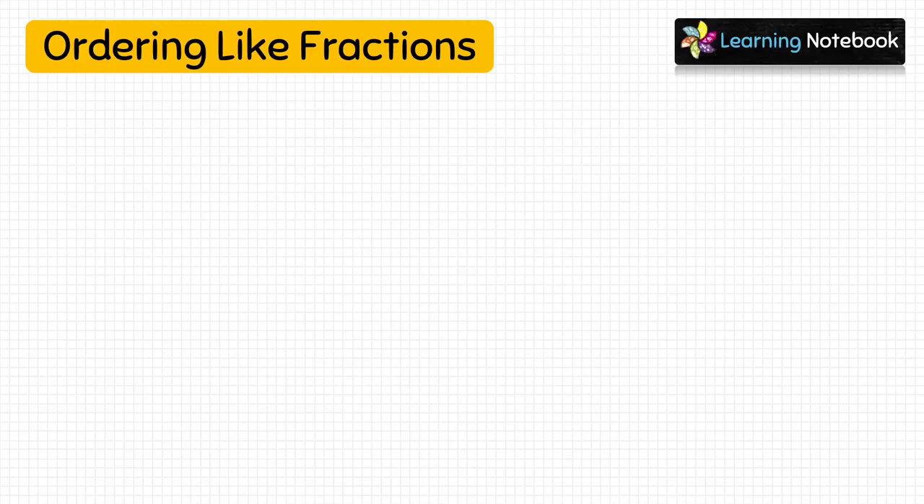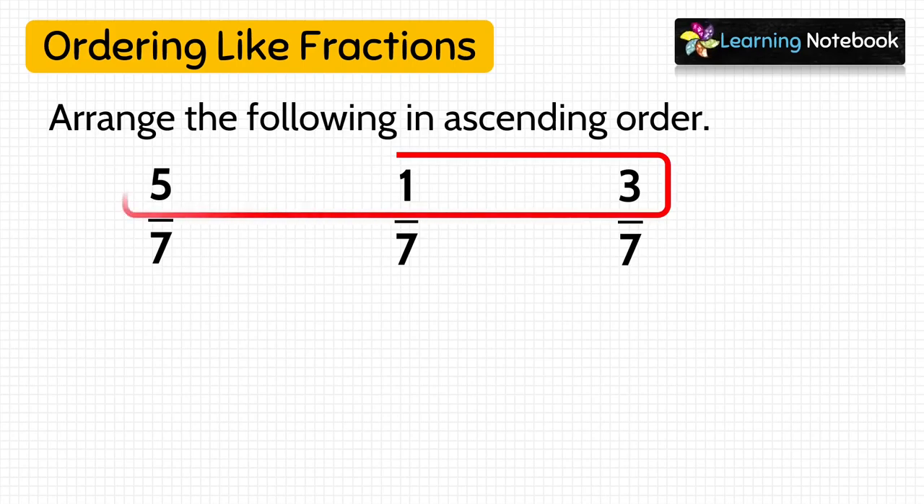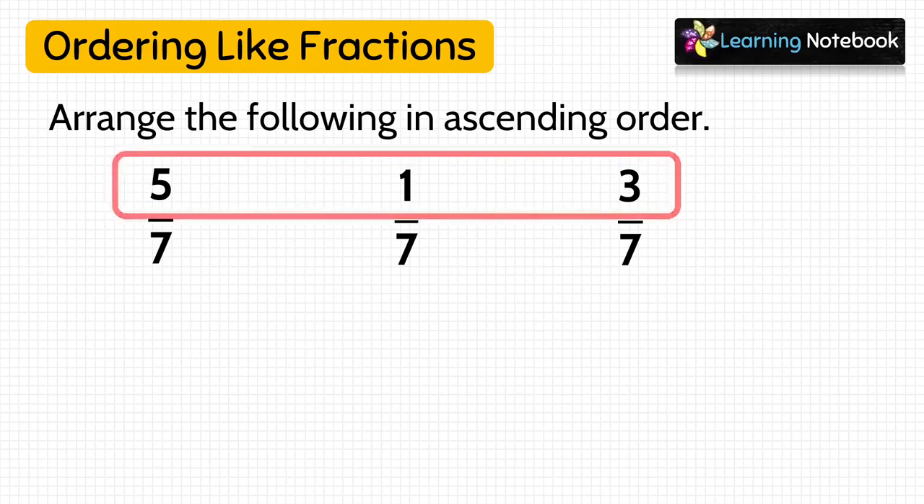So, students, we have learned how to compare like fractions. Now, see how to order like fractions. Arrange the following in ascending order. So, we are given 3 like fractions, 5 by 7, 1 by 7 and 3 by 7. And we have to arrange them in ascending order. Here, the smallest numerator is 1. So, the smallest fraction is 1 by 7.